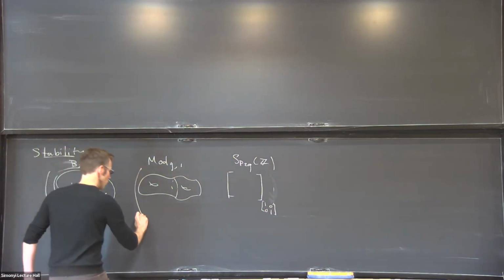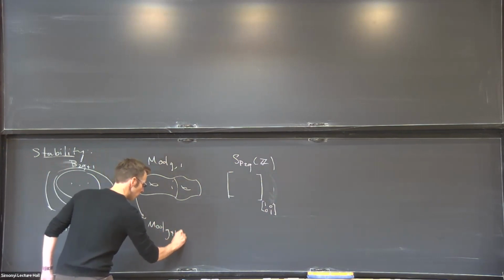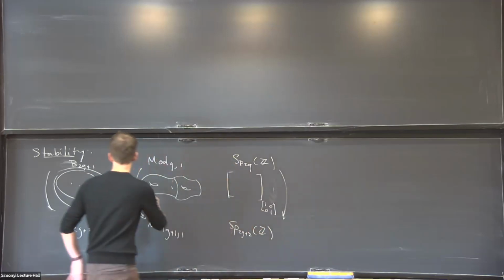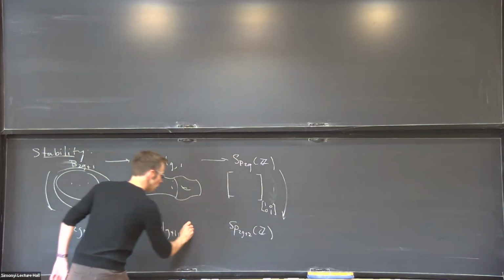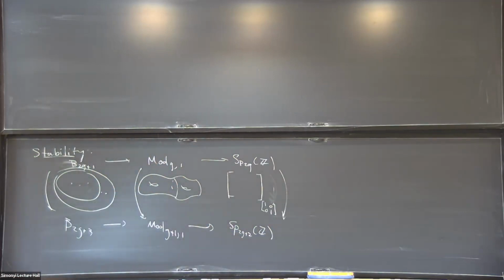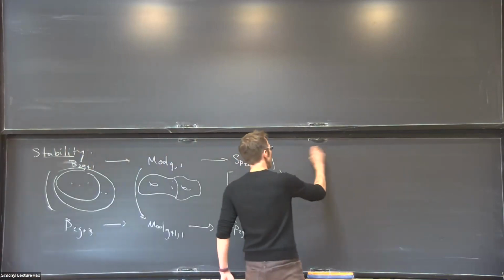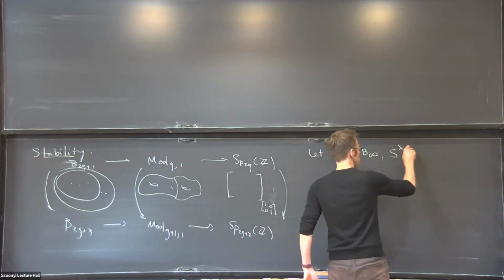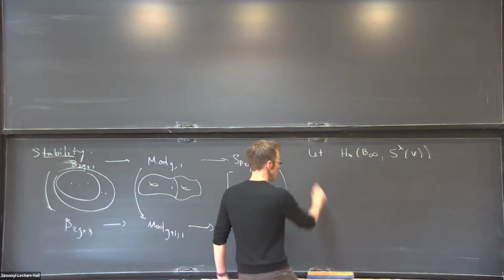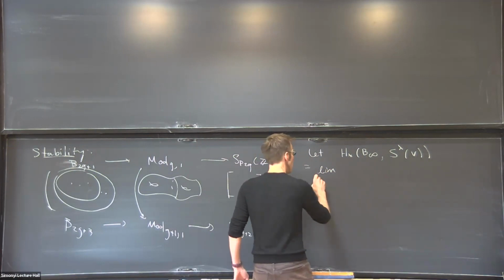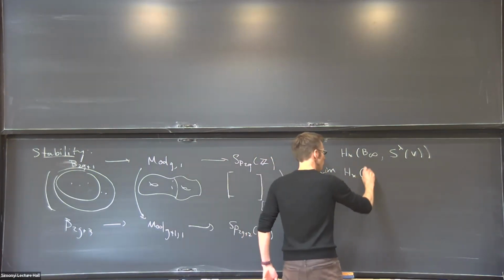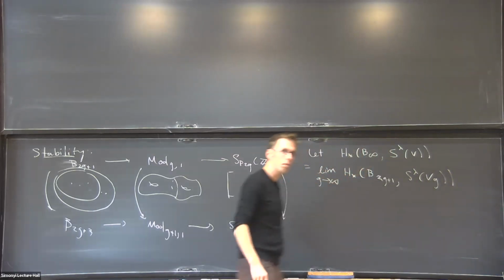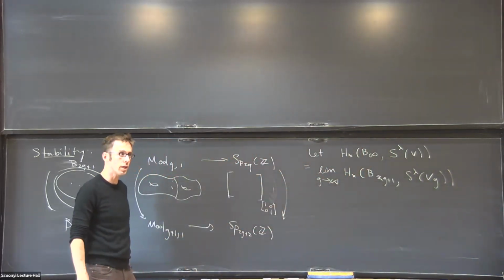So these define maps from these braid groups to Sp_{2g+3}, g plus 1, to Sp_{2g+2}. And everything in sight is consistent. And so what we can do is we can let homology H_infinity with coefficients in S lambda of V, now with no g specified, be the direct limit as g tends to infinity. That would be 2g plus 1. So that's what I want to tell you how to do. So that's the ranks of these spaces.